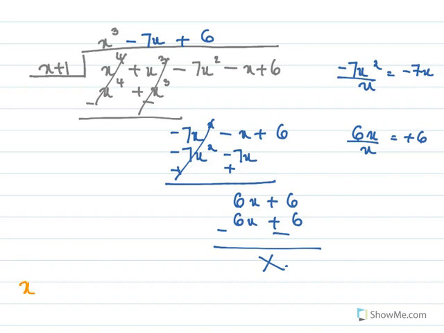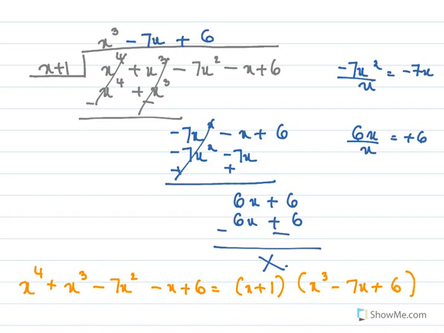The polynomial x to the 4 plus x cube minus 7x square minus x plus 6 is equal to, you got two factors, that is x plus 1 and x cube minus 7x plus 6. Now we go ahead and find the factors of one of the other factors. So now we need to factorize x cube minus 7x plus 6.